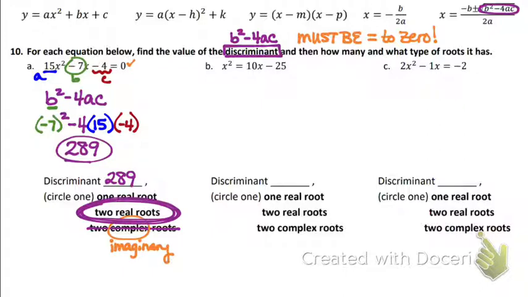Middle one. Is it equal to 0? No, I need it equal to 0, so I'm going to subtract x squared from both sides.